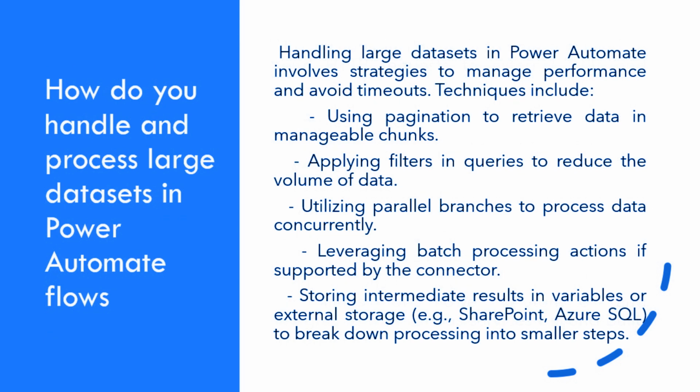How do you handle and process large datasets in Power Automate flows? Handling large datasets in Power Automate involves strategies to manage performance and avoid timeouts. Techniques include using pagination to retrieve data in manageable chunks, applying filters in queries to reduce the volume of data, utilizing parallel branches to process data concurrently, leveraging batch processing actions if supported by the connector, and storing intermediate results in variables or external storage, for example SharePoint or Azure SQL, to break down processing into smaller steps.